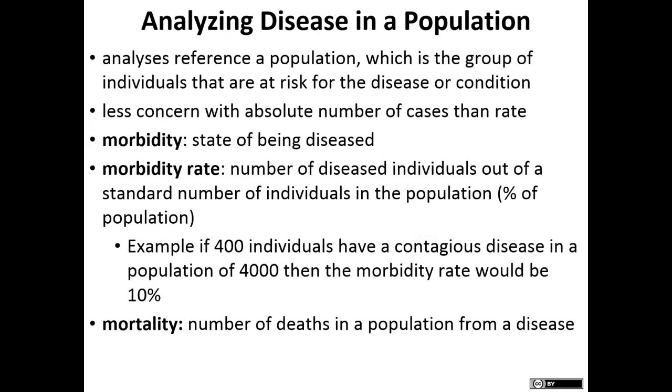So there's a lot of terms associated with epidemiology, definitions basically, that you need to know. The first one is called morbidity. The morbidity is the state of being diseased or unhealthy. A morbidity rate then is the number of individuals that have a disease out of a specific number of individuals in a population. So it's a percentage of that population. An example would be if 400 individuals have a disease, and the population is 4,000, the morbidity rate would be then 10%. Mortality is the number of deaths in the population.